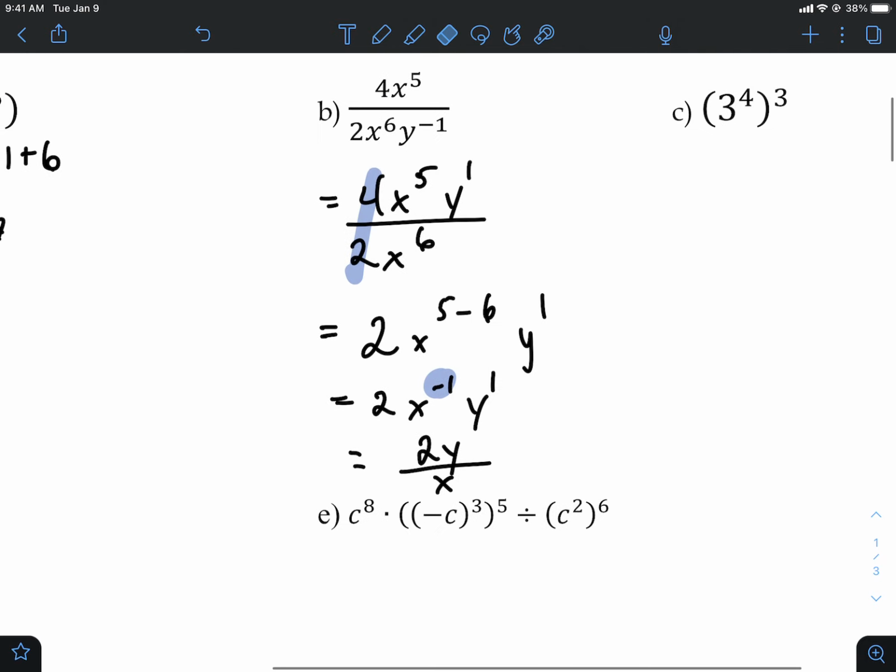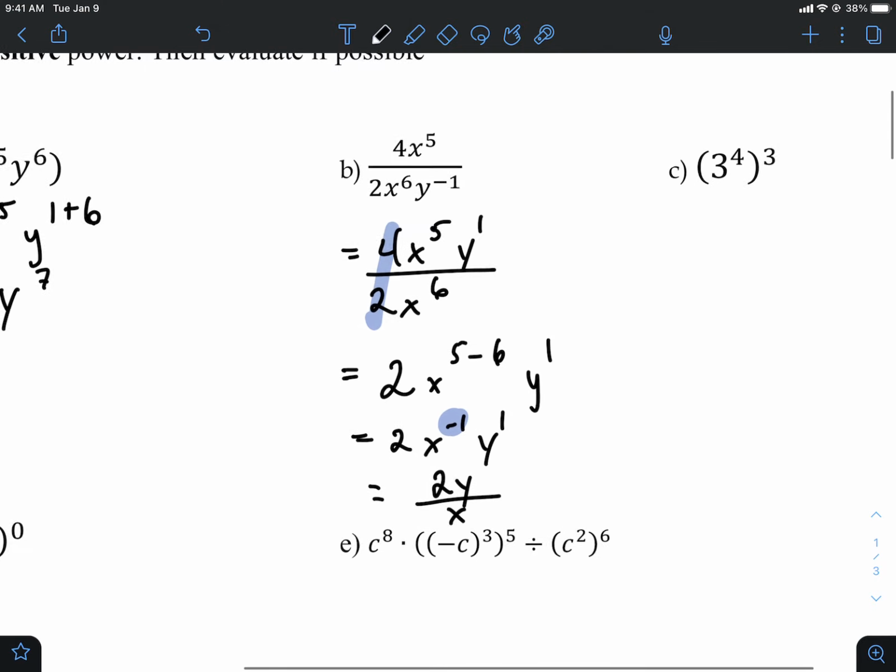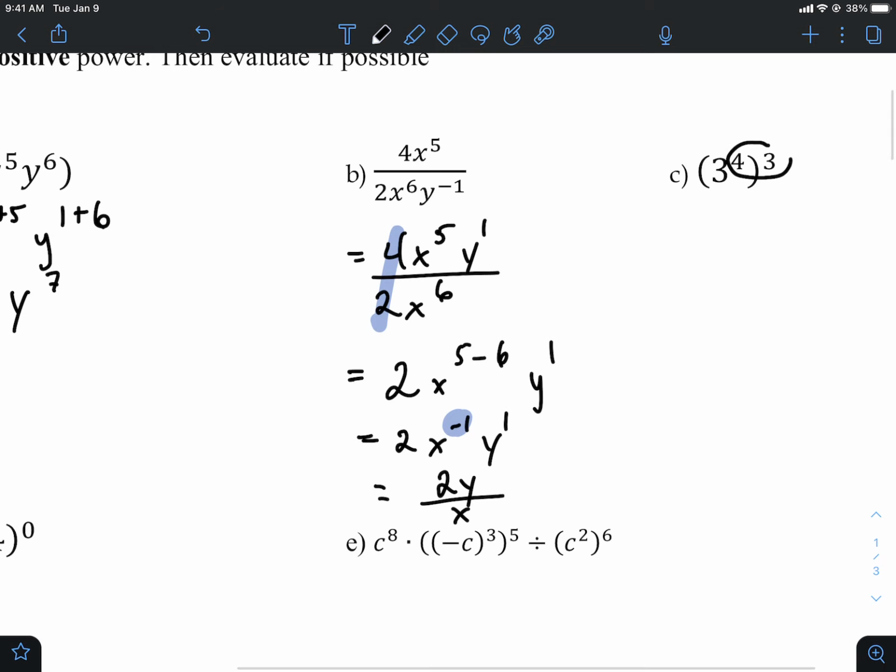Okay. This question, power raised to a power. What do we do then? It means that there are what? 3 of whatever's inside of that bracket. So the expanded form would look like this.